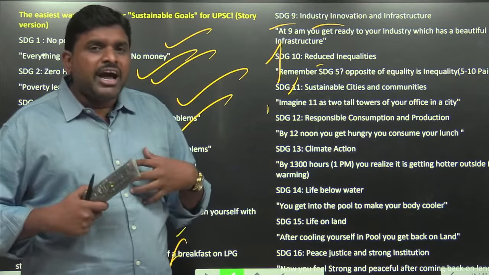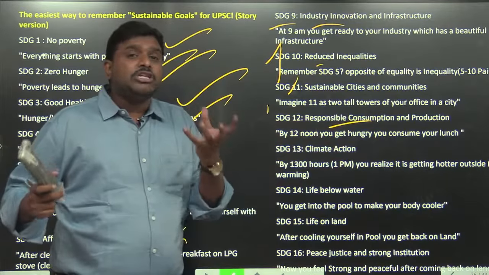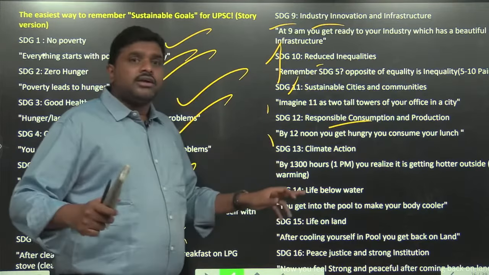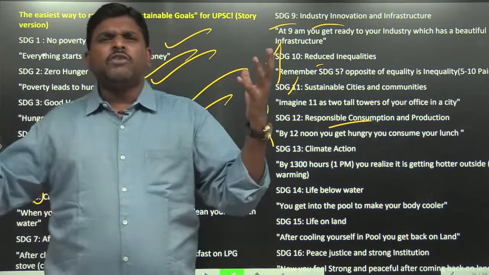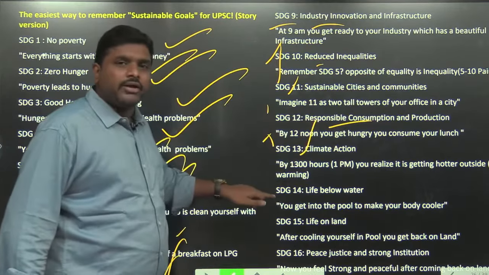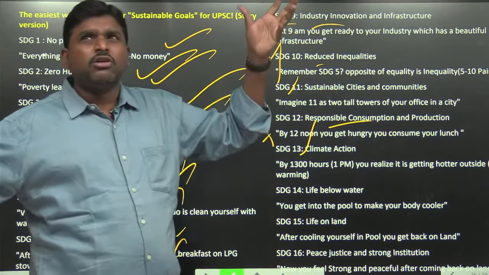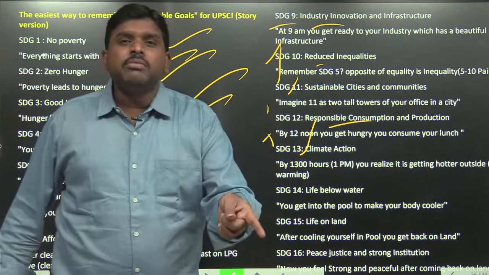12 o'clock, I am hungry. Afternoon 12 o'clock, I am hungry. Responsible consumption, don't eat just anything. 12 o'clock, responsible consumption. 1 o'clock, what happened? 12 o'clock, I ate food. Now I went outside, a lot of sun is there. The sun is on my head. So what? Climate action is required. It is very hot, so I came to the conclusion that at 1 o'clock, there is a lot of climate change and global warming. So I thought I would go into the swimming pool.